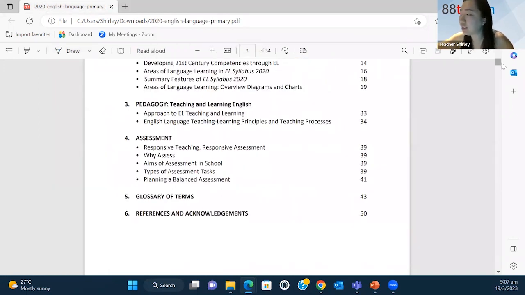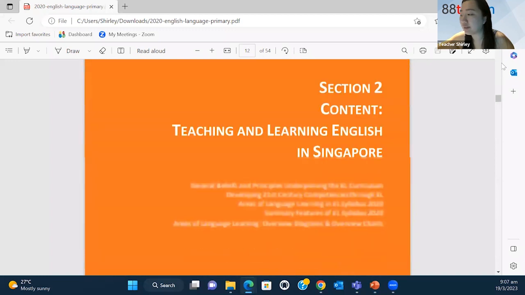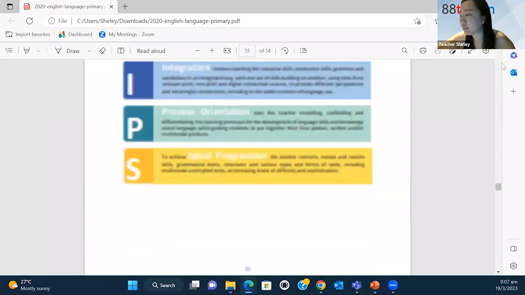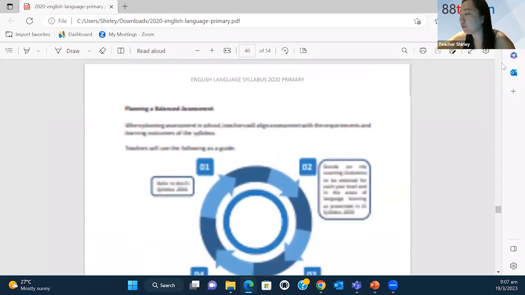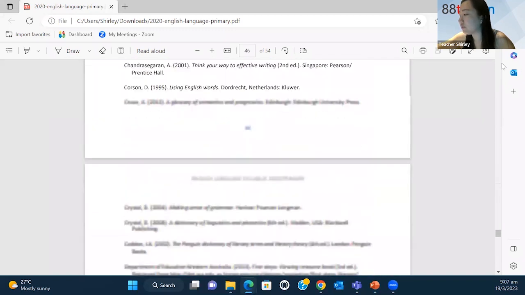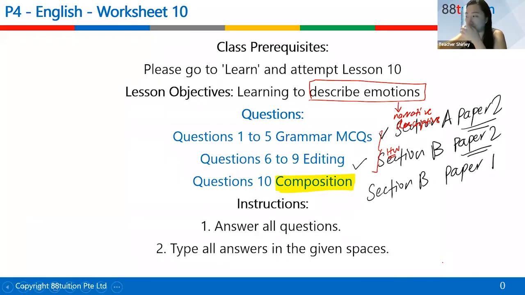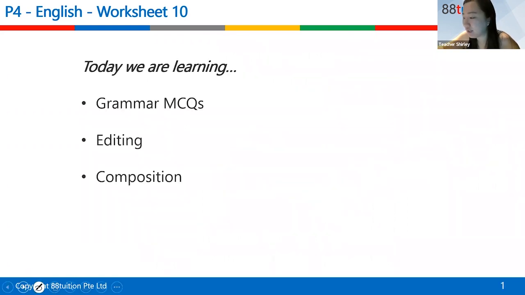This one basically is a syllabus document, meaning what we are going to cover for all the different levels, from P3 to P6. This one I won't go through with you, as it's a lot of information. Going back to this, you know what we're covering today: 3 components of your exam. We'll start off with your grammar MCQ first.